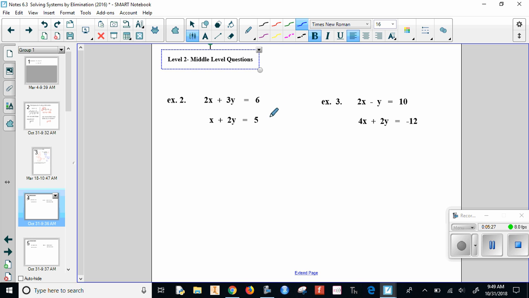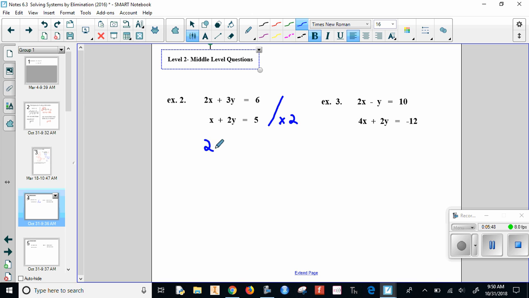What we need to do is multiply both sides by a number that will help me cancel out one of the values. And I see this x here. If I multiply this by 2, it would work out. So I can't just multiply the x by 2. I need to multiply the whole thing by 2. So here I'm going to multiply the bottom row by 2.